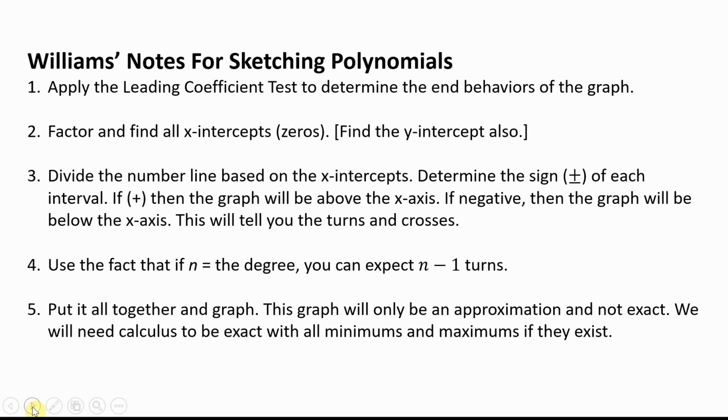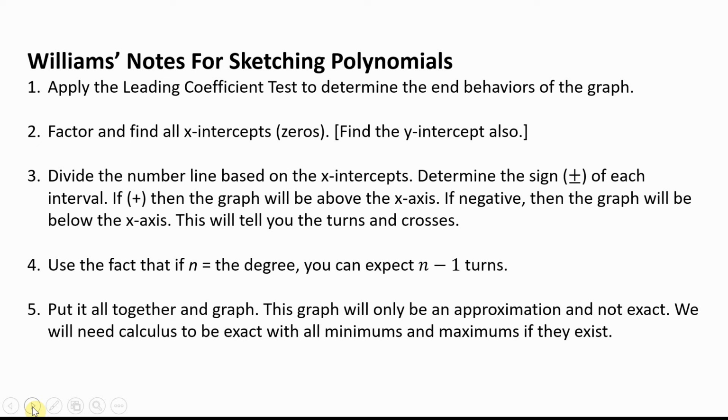Now here's what I've submitted. These are just from my notes. Apply the leading coefficient test. Factor and find all x-intercepts, the zeros. Find the y-intercept also. Divide the number line based on the x-intercept. Man, this is how I used to do it, back in the day. Every time it worked out.